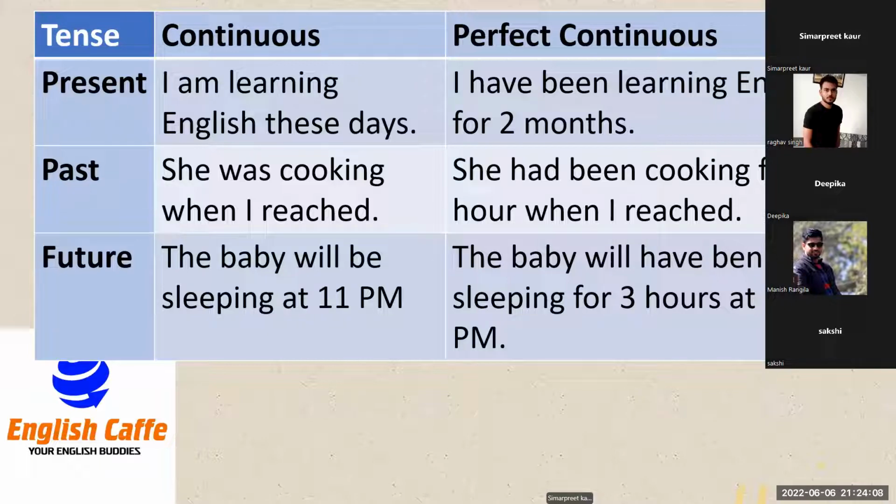But that's not correct. Because if you're talking about a duration, subah se is a duration. If you're talking about continuity over a duration, you will not use the continuous tense, you will use the perfect continuous tense. How will you say main subah se kaam kar rahi thi in English? Please let me know. This is for Hindi speakers. Please let me know in the chat how you will say मैं सुबह से काम कर रही थी in English.